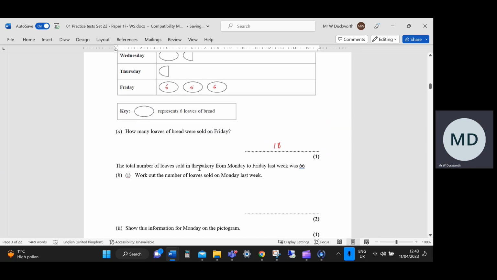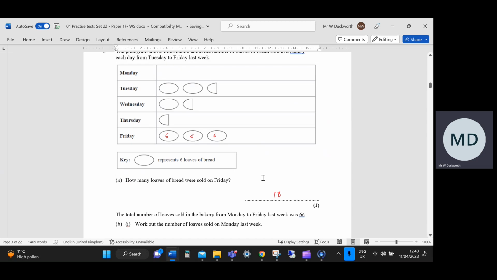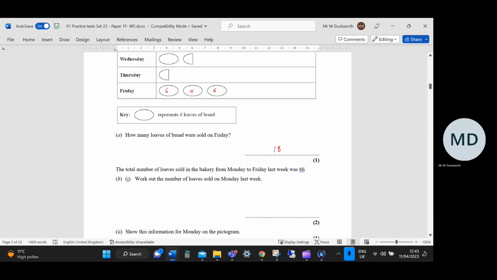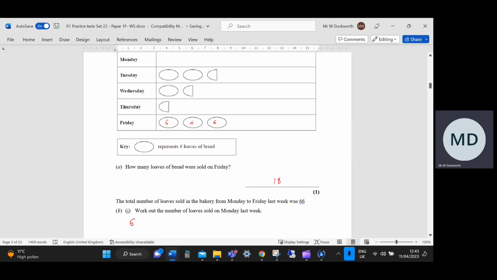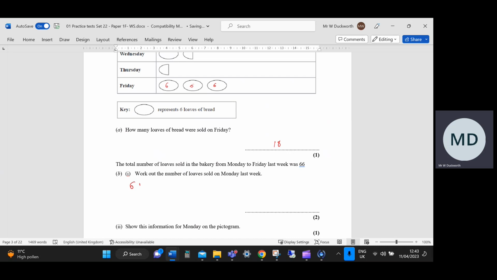The total number of loaves sold in the bakery Monday to Friday last week was 66. Work out the total number of loaves sold Monday last week. Okay, so I need to total up all of these. I'm going to take a shortcut though. I've got 1, 2, 3, 4, 5, 6 full loaves. And then I've got 3 halves, so 1.5. So I've got 7.5 loaves sold.